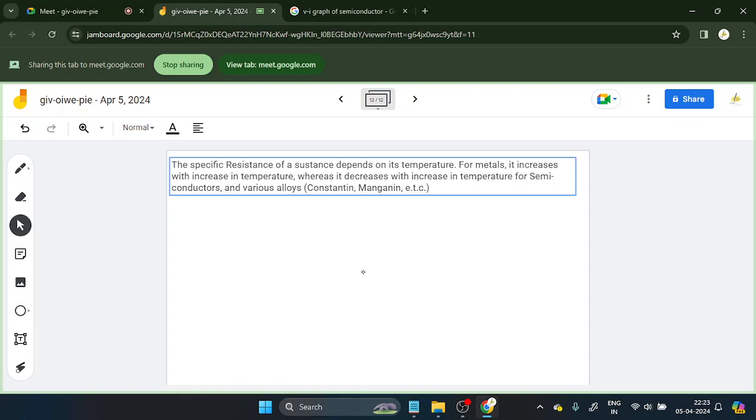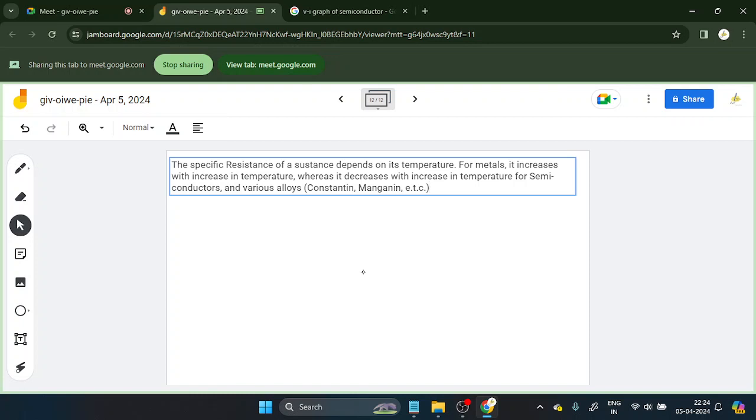Even for the insulators, it actually decreases with increase in temperature. Clear? I hope everything is clear to you.